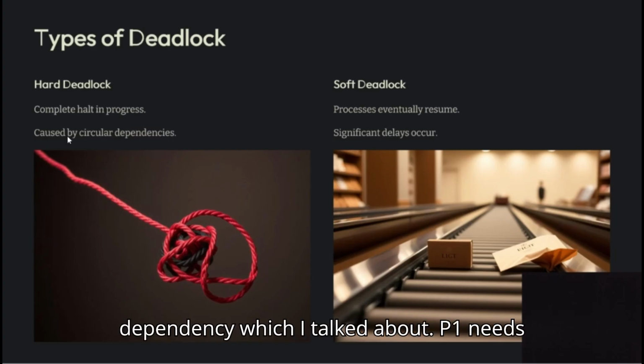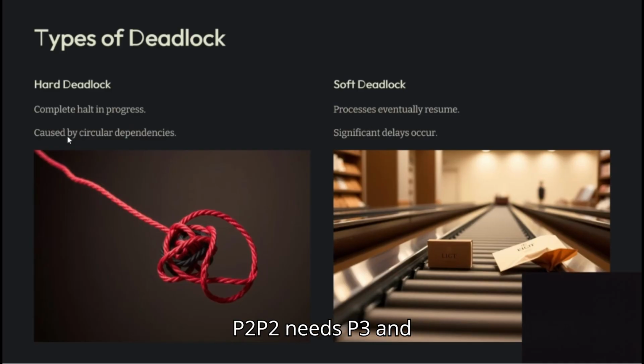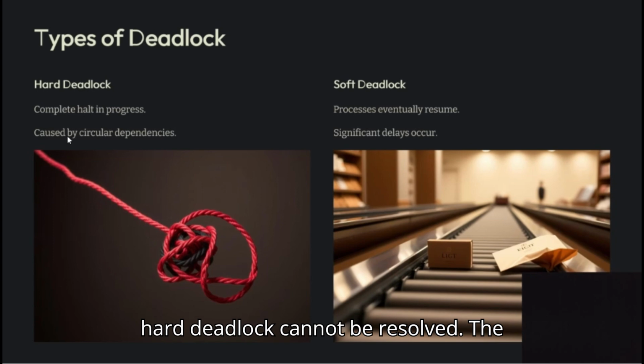Because it's a circular dependency, which I talked about. P1 needs P2, P2 needs P3, and P1 and P3 both need each other. So it's going to get a deadlock. That hard deadlock cannot be resolved.